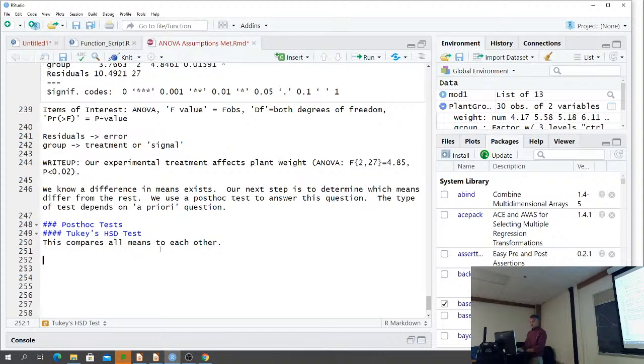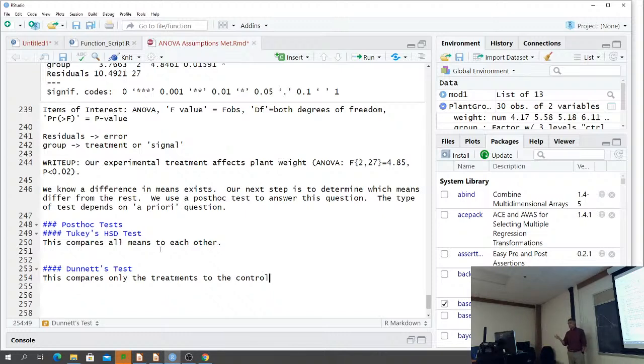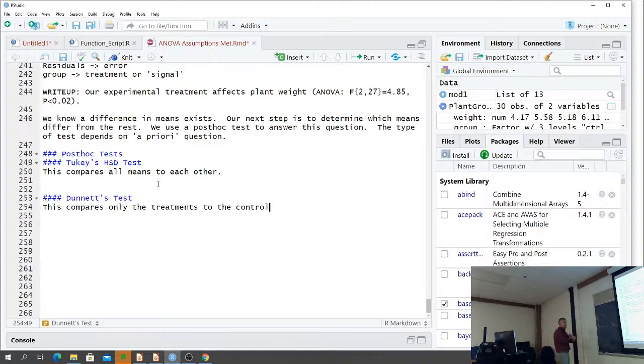And while we're at it, because we're getting close to finishing up, Dunnett's test, that's going to be our next one. It's going to compare only the treatments to the control. So it's not going to compare treatments to each other. It's always treatment to a control, and that's it. I rarely use Dunnett's because I'm not setting up a control and then various treatments. I typically use Tukey's, but that's not to say that you'll always use Tukey's.